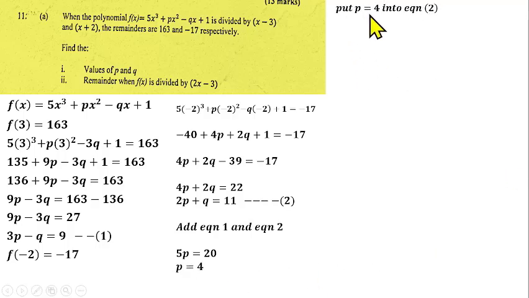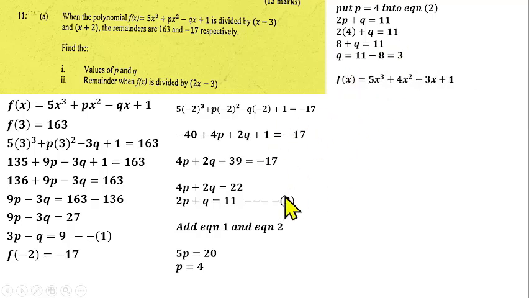Then substitute the value of p equals 4 into equation 2 to find our q. So we have 2p plus q equals 11. So our p is 4. If you put that, you have 2 into 4, that gives us 8 plus q equals 11. So q will be equal to 11 minus 8, that gives us 3. So the value of our p is 4, q is 3. If you substitute that into this function, we have a complete function there. So we'll be having 5x cubed plus p is 4, you have 4x squared, and our q is 3, so you have minus 3x plus 1. So this is the complete function.